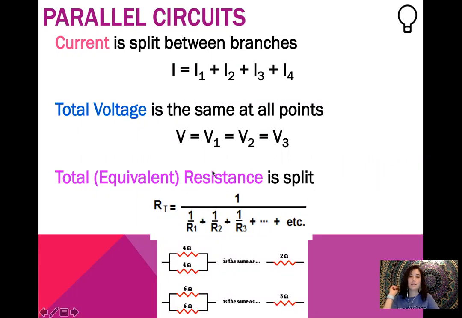Please make sure you write down this formula. It's a little weird. So our total resistance will equal, I actually have two formulas, write them both down. The first one is 1 divided by 1 over R1 plus 1 over R2 plus 1 over R3 plus however many resistors we have. Or, oh, I'll show you the next one in a second.